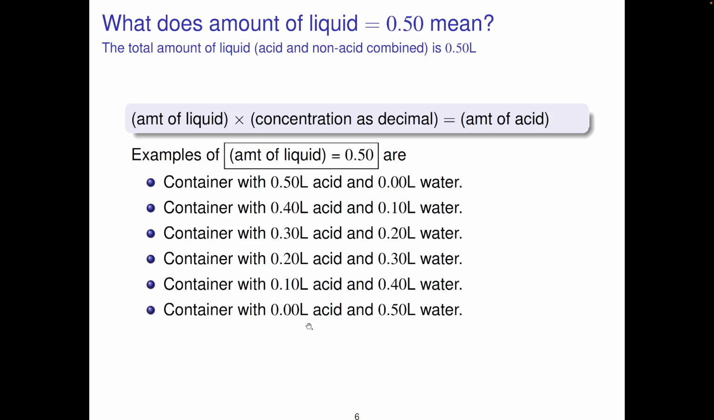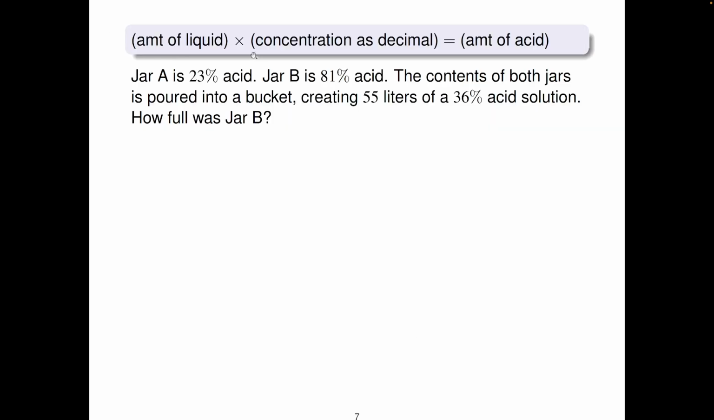Here's another example. You could have no acid at all and 0.5 liters of water. So when you combine it, there's no acid added to all water, that's 0.5 liters of liquid. Just to test it, let's stick with 0.5 liters of liquid and 0.01 liters of acid. Can you think for a moment how much water there is? Should be 0.9, oops, that's a typo on my part, sorry. I was making the slides too fast. It should be 0.01 liters and then 0.49 liters there.